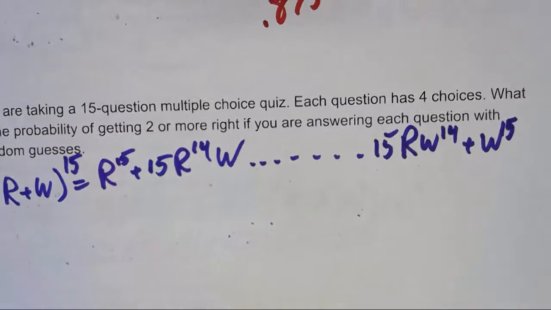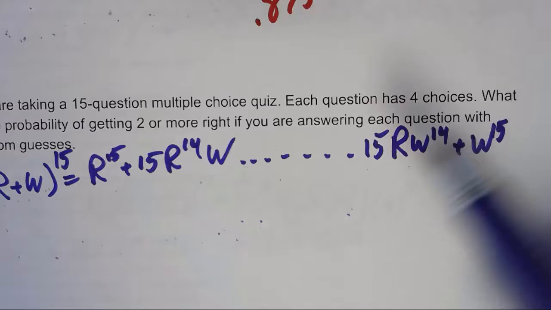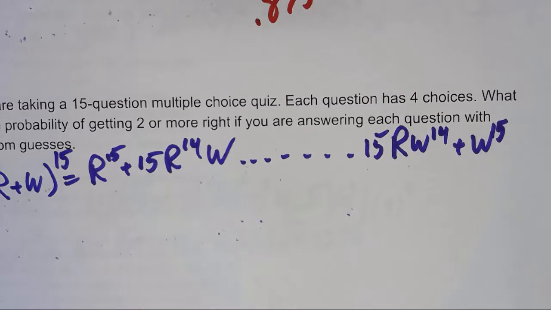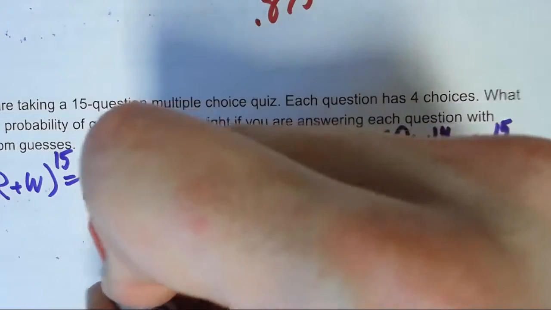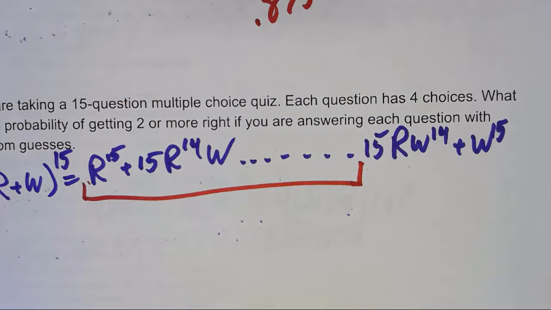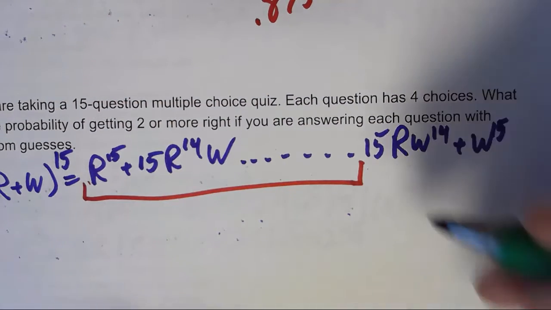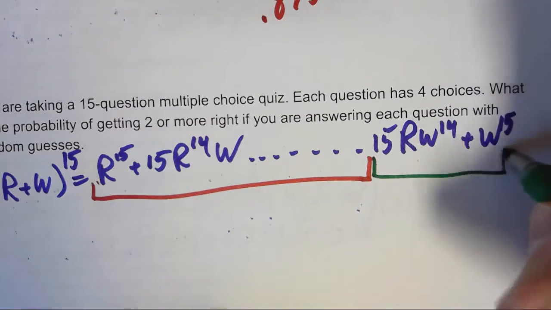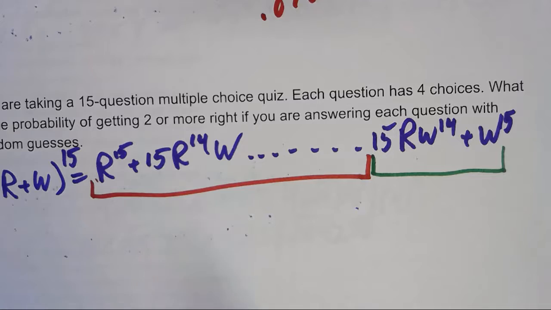Now what we're asking for is the probability of getting 2 or more right. Well, that's a lot of terms. In fact, it's all of these. Well, like I said in class, there's an alternative way of solving this. Look at the 2 things that we don't want. Let's find those and then subtract them from 1.